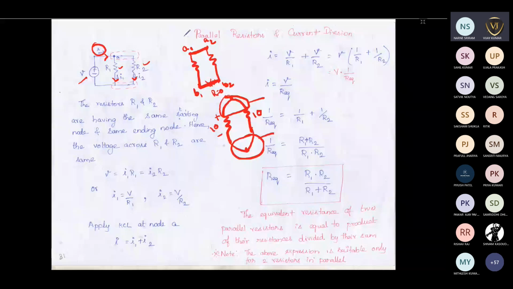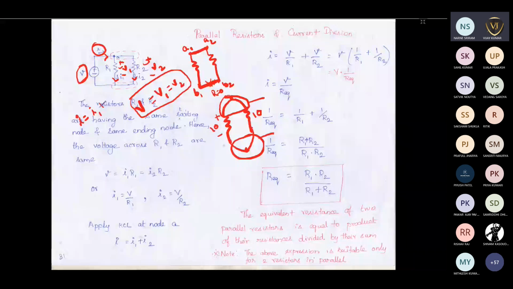So the voltage across this particular resistor is V1, and the voltage across this particular resistor is V2. As I told, V1 is equal to V2, and that is equal to the voltage across the source, V volt. So obviously, the voltage across each resistor will also be V. Here I is the current entering, which is equal to I1 plus I2, the currents flowing through the individual resistors.